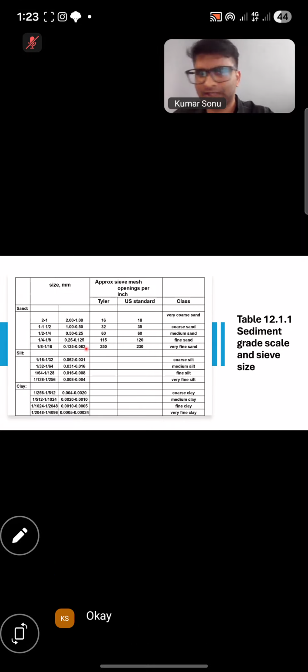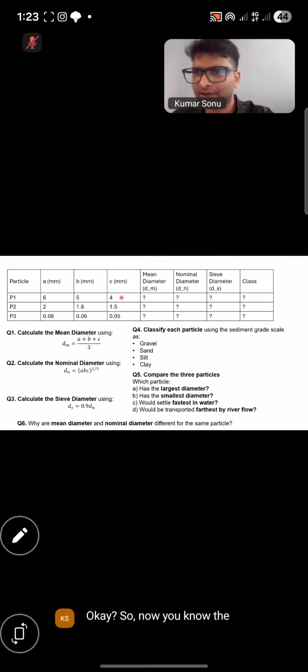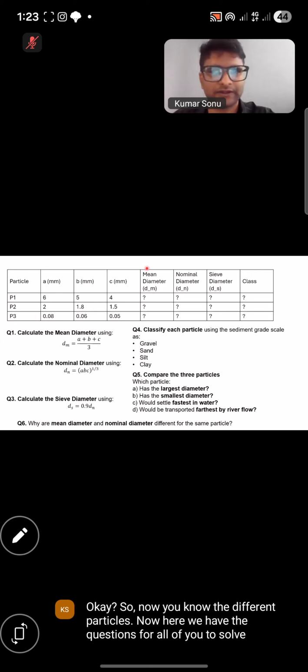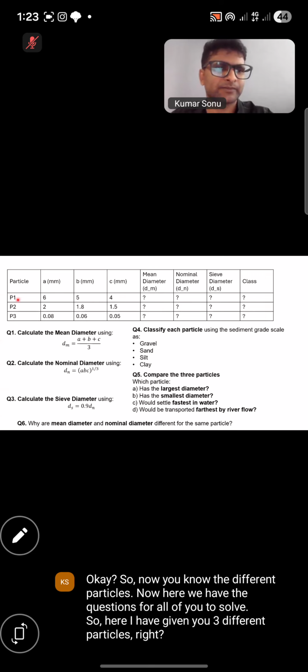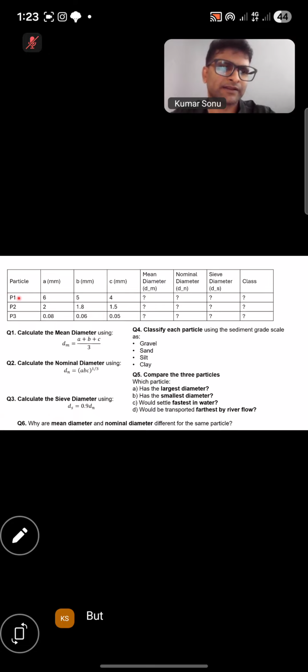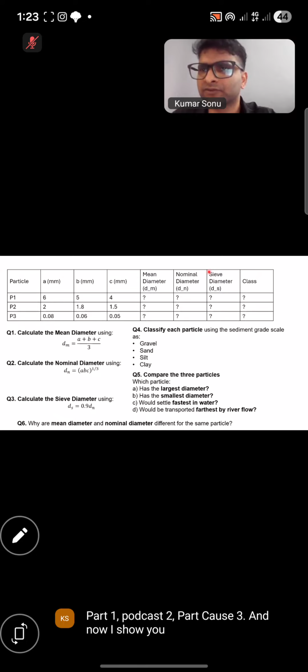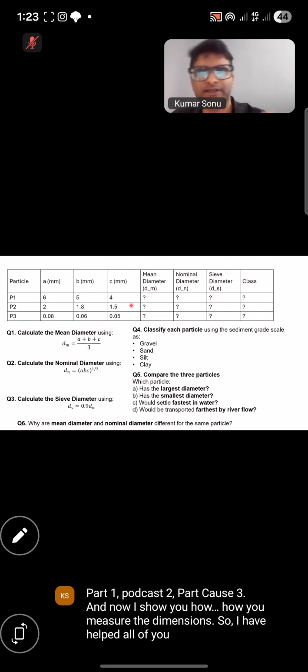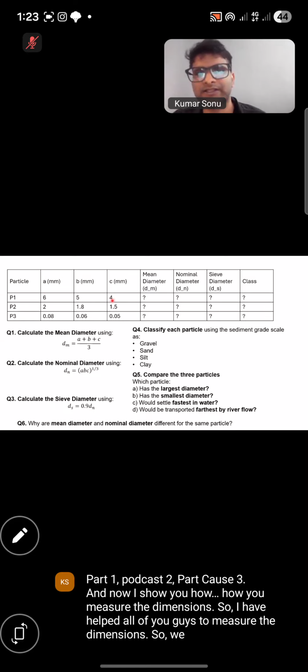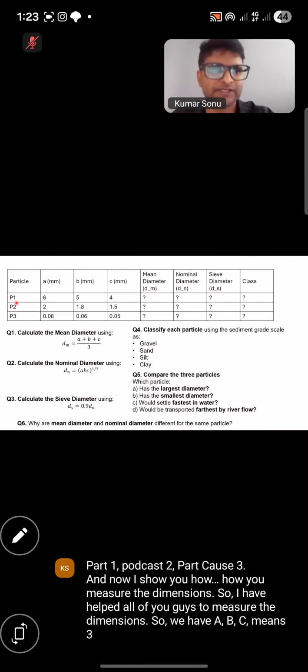Okay, so now you know the different particles. Now here we have a question for all of you to solve. Here I have given you 3 different particles: particle 1, particle 2, particle 3. Now I have shown you how we measure the dimensions, and I have helped all of you measure them. So we have A, B, C, the 3 dimensions of each different particle.